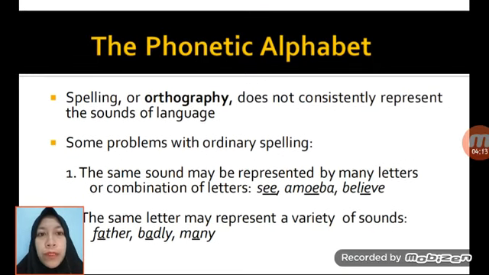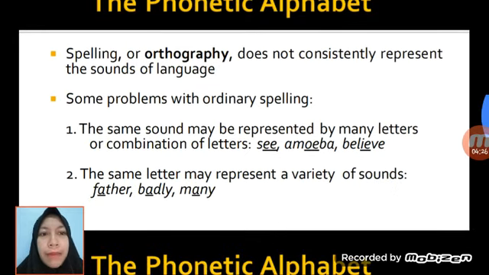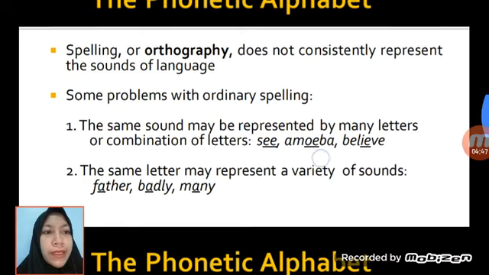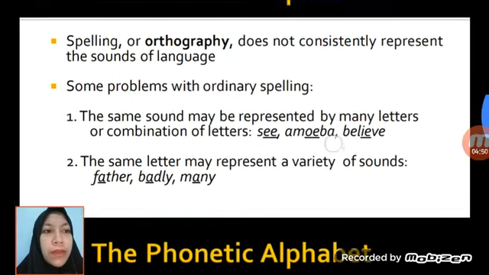IPA isn't similar to spelling or orthography or the alphabet in general from A to Z, as I said before, because there are some problems with ordinary spelling. For example, the same sound may be represented by many letters or combinations of letters. For example, the word see is pronounced with the sound E, and it is represented by two E's. It sounds like amoeba here, the sound O is represented with two letters, O and E.